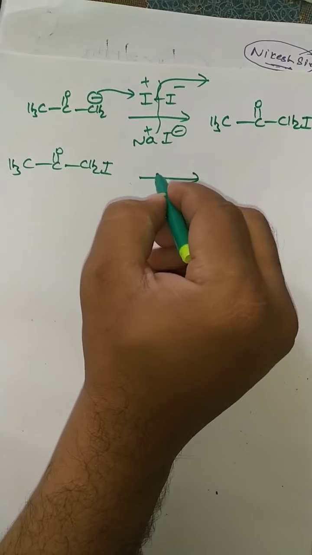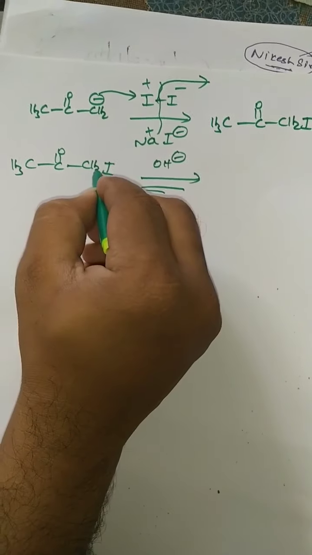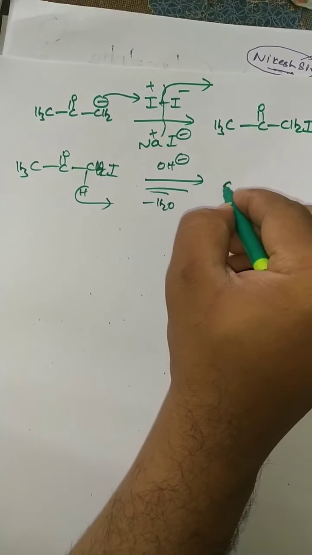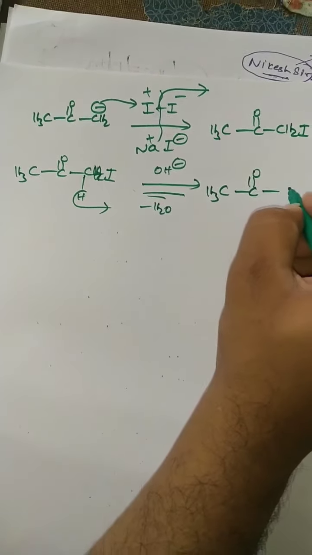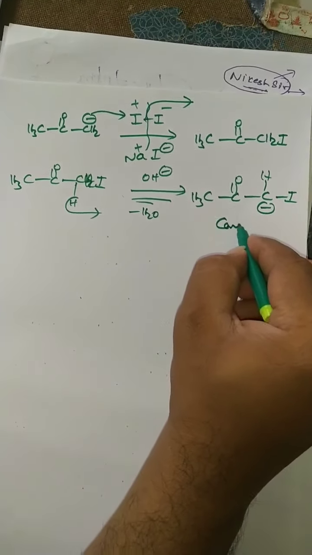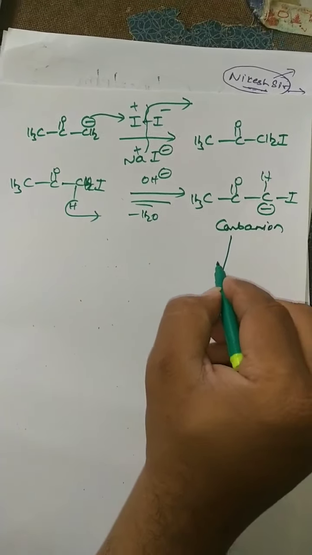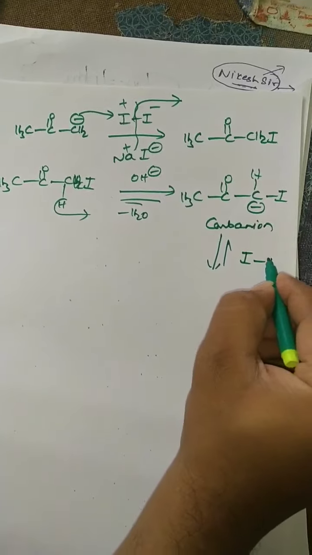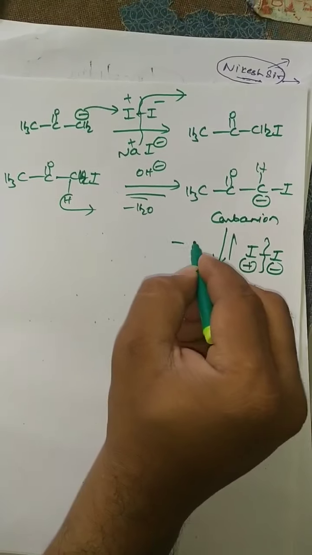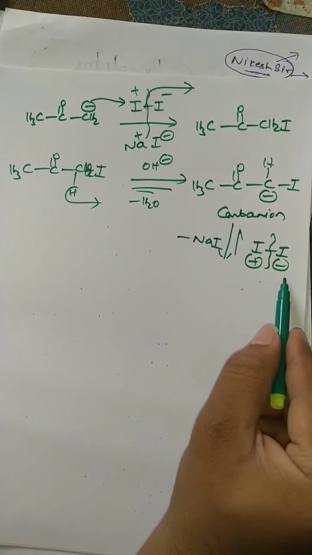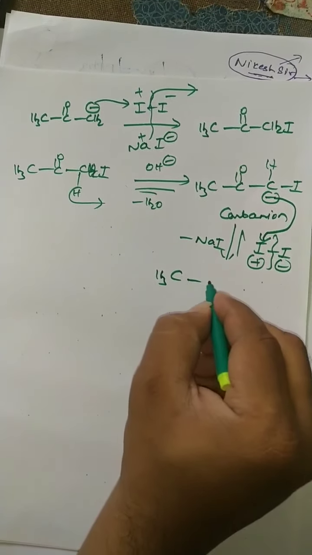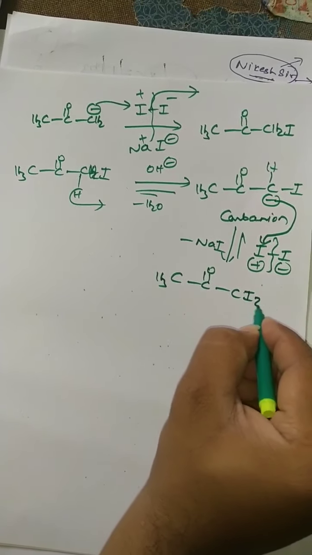In the same manner again I am taking the base. Again this base abstracts this hydrogen. Water molecule is eliminated. Again CH3 C double bond O, CH minus I. Like this you will get a carbanion again. This carbanion intermediate is again taken by I. 3 moles of iodine we have used. So here the bond I plus I minus, again sodium iodide is eliminated out. Na plus interacts with I minus. So finally what you will get? This carbanion will take this I plus. So CH3 C double bond O, CHI2.